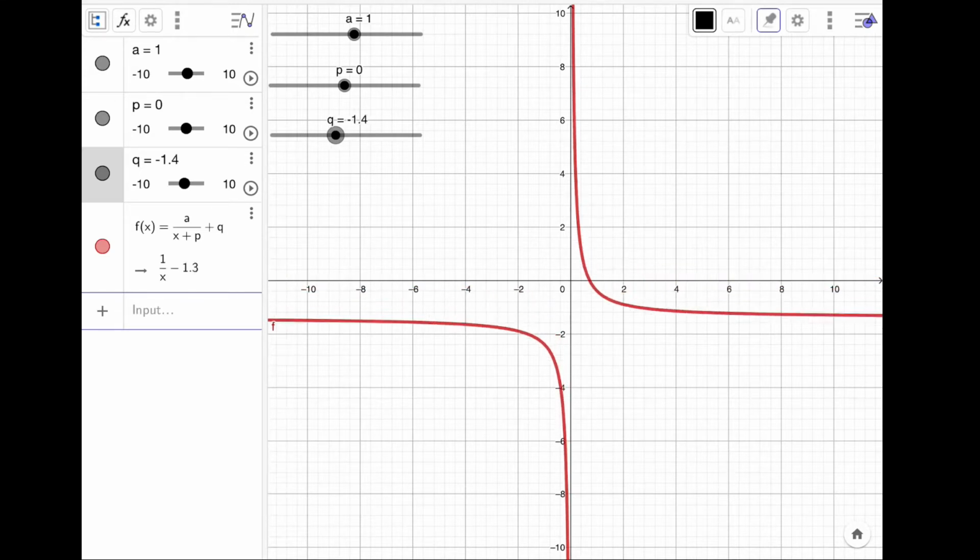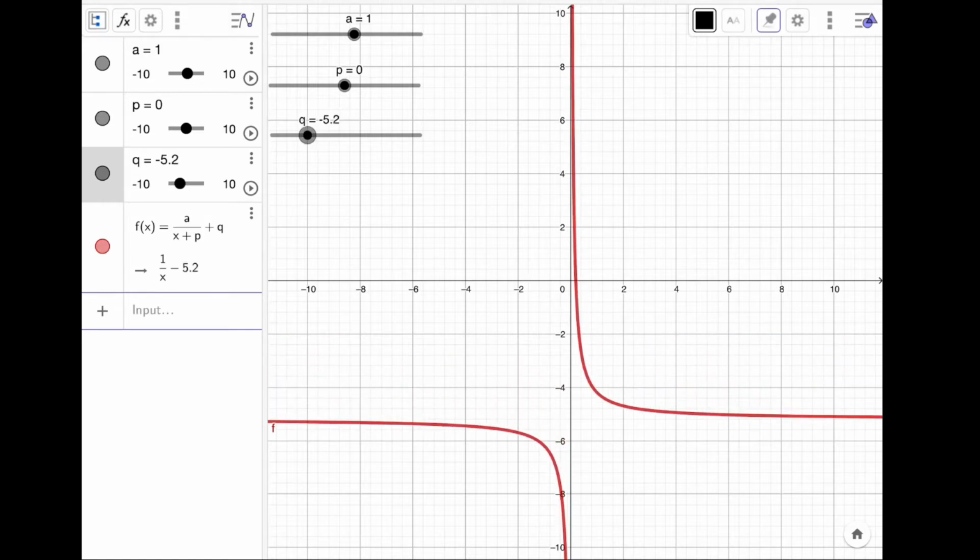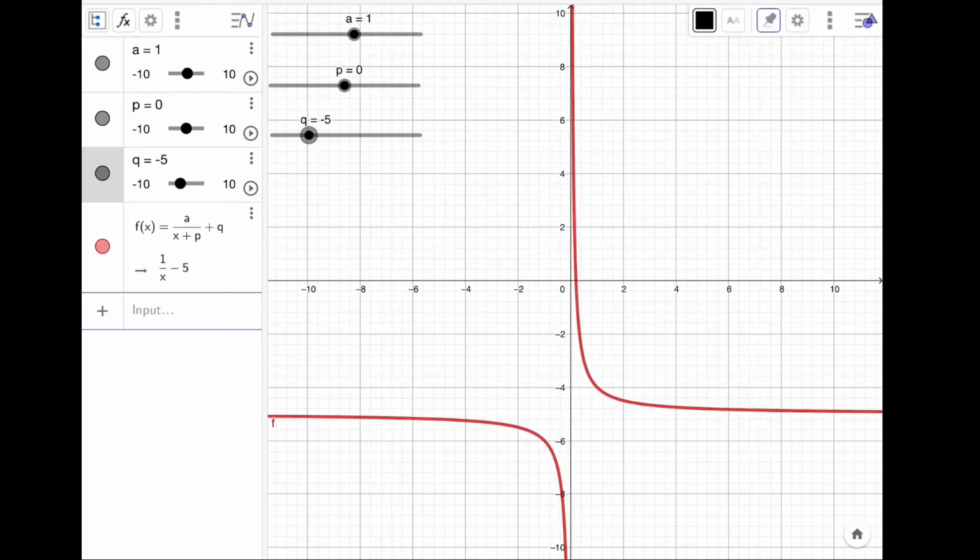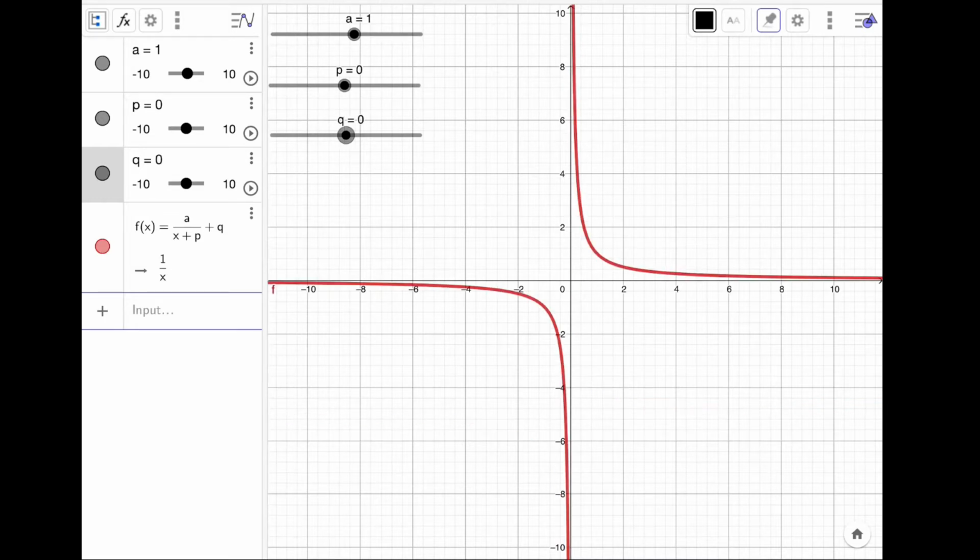And then as I give it a negative value, it moves down below. So -5 has shifted my graph down 5 places. We kind of expect with Q, when you shift something up, you add. When you shift it down, you're subtracting, from our transformations in grade 9.